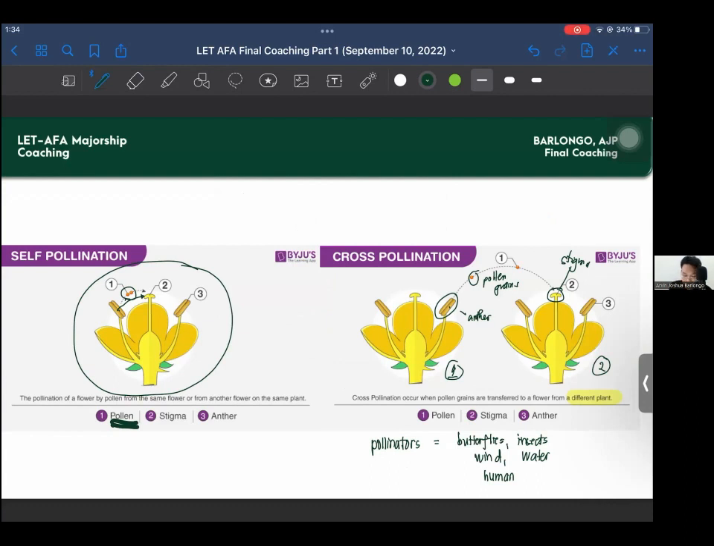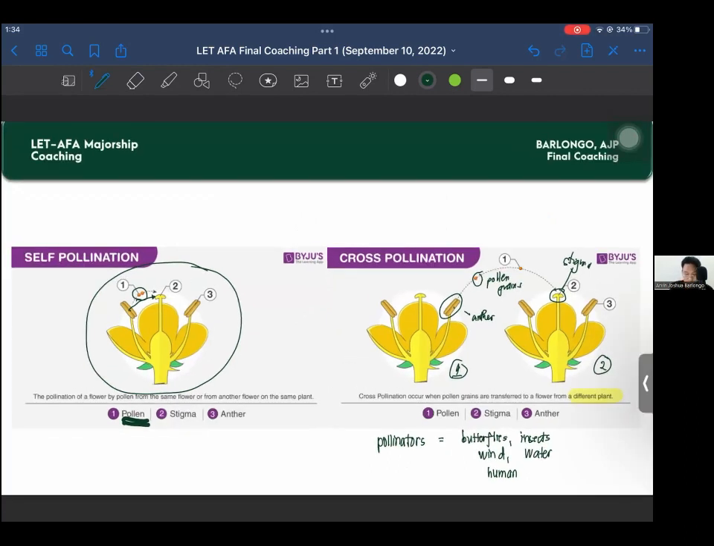So I hope that this one is clear. Again, self-pollination, isang flower lang in the same plant. Cross-pollination, two flowers in different plants. And it happens through pollinators such as butterflies, insects, even the wind, water, and of course, us humans.